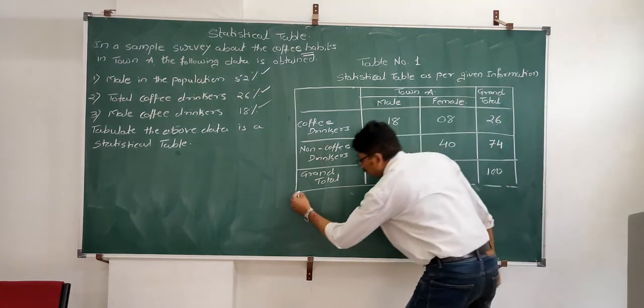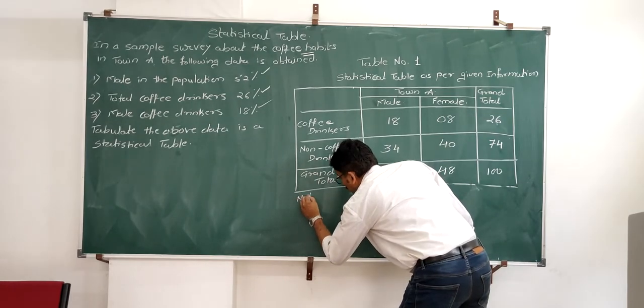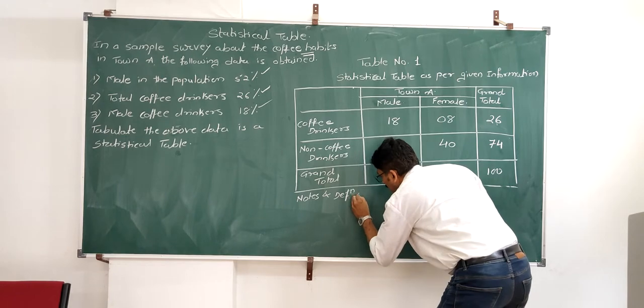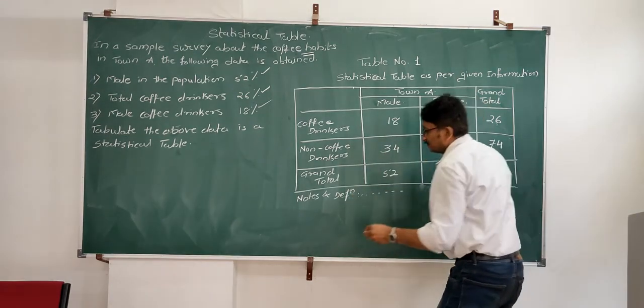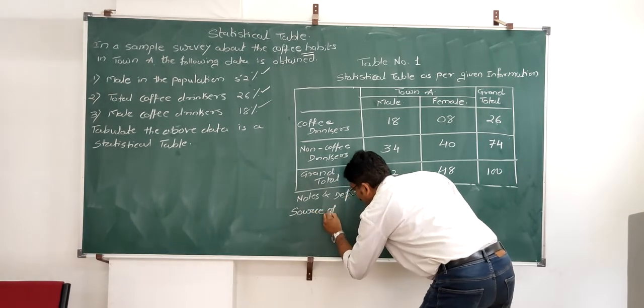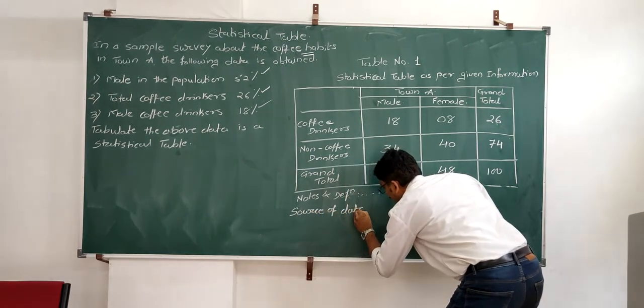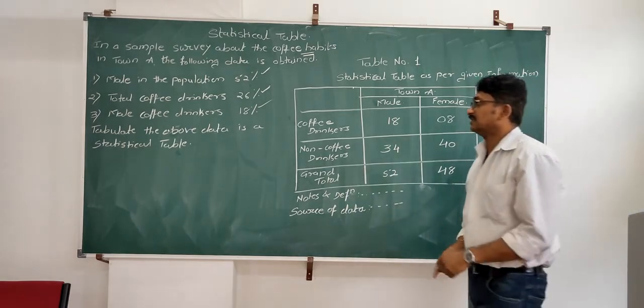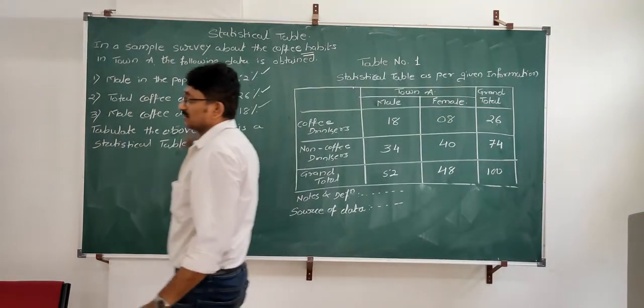But don't forget to write here notes and definitions. Nothing is given, keep it blank. Another one is source of data, source of collecting data. Again, it is not given, keep it blank. This is your statistical table for this information.